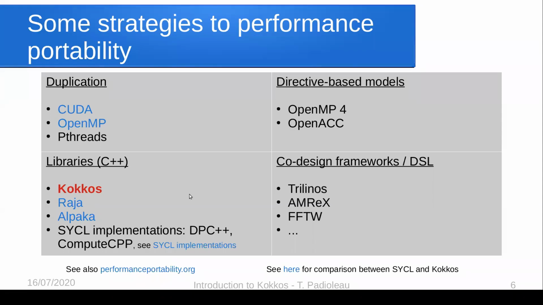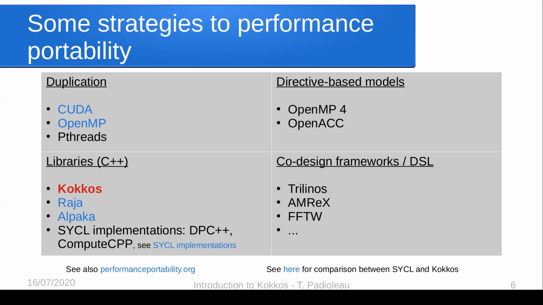And the final category would be libraries, mainly written in C or C++, in which there is Kokkos, the topic of today, RAJA, Alpaka, and SYCL implementations. SYCL is a standard provided by Khronos, and there are some implementations of it, like for example the Intel DPC++, which is quite recent.